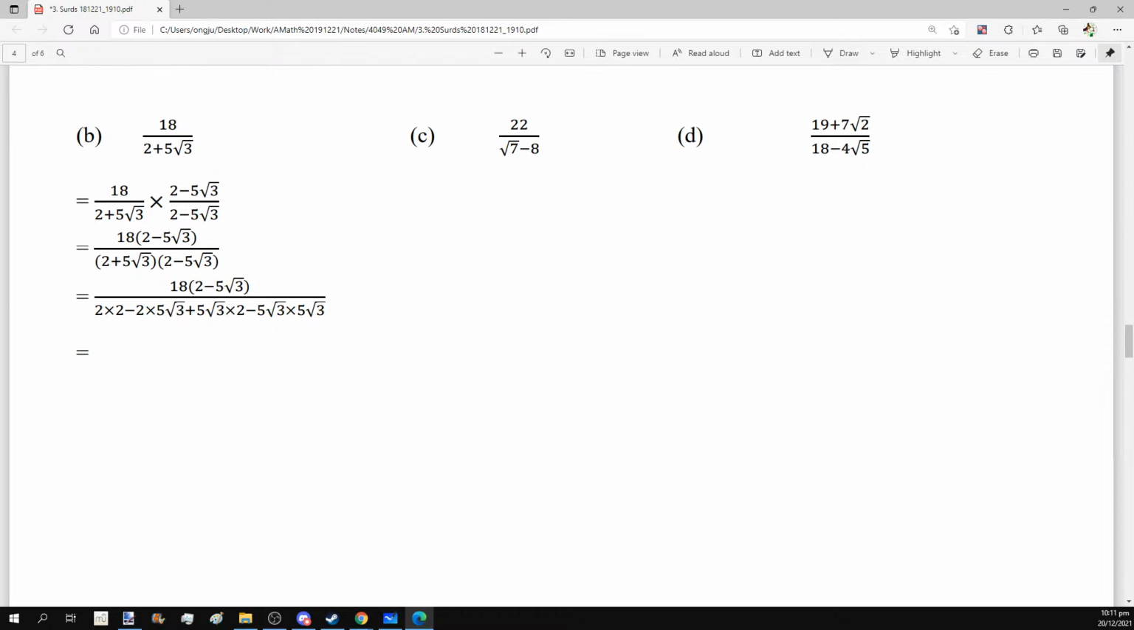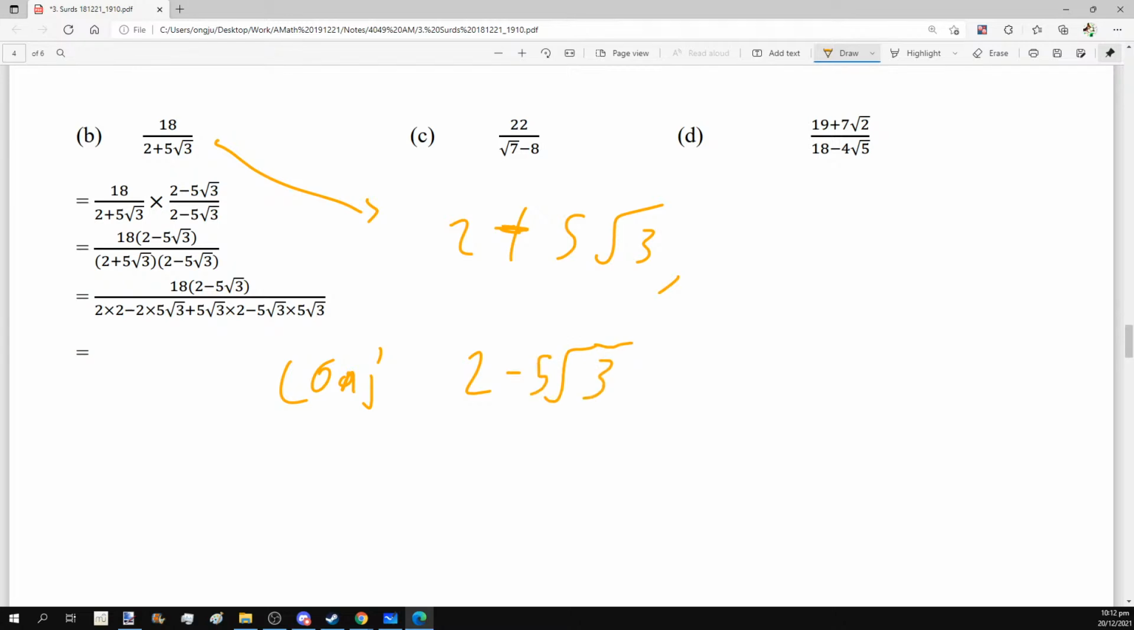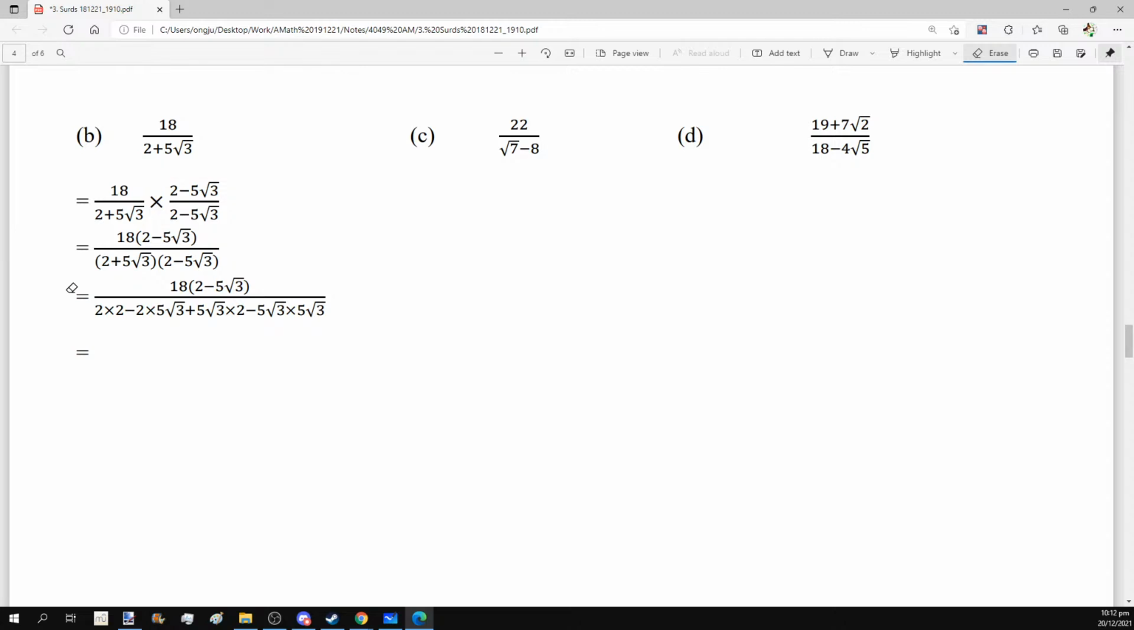We see that we are given 18 over 2 plus 5 multiplied by square root 3. Right, so in this case, we have 2 plus 5 multiplied by square root 3. So the conjugate is naturally going to be a flip of the square root portion: 2 minus 5 square root 3. And it is this 2 minus 5 square root 3 that we will use to attack both the top and the bottom, both the numerator and the denominator. Upon doing so, we will be able to get a few brackets, and of course these brackets will then be for you to open up by yourself.